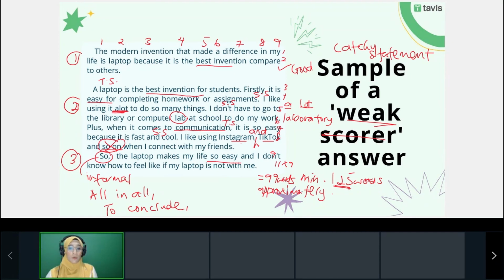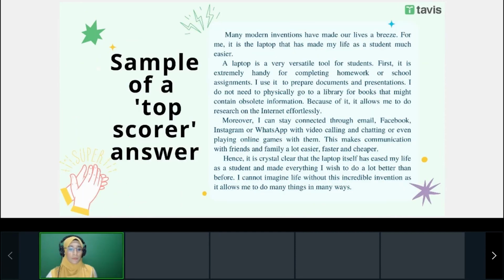So in order for you to improve on that, let's take a look at a top scorer, and how we can come up with a very good or excellent score. If you have written a lot more words, superb. So here we go. Here it says that many modern inventions have made our lives a breeze. Now, isn't that catchy for you? A catchy statement?